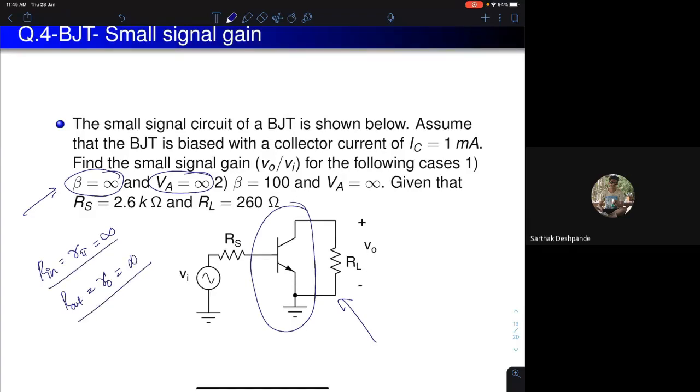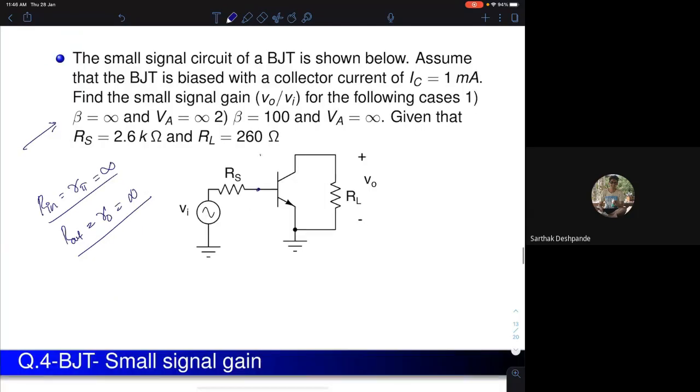Rin is infinity, Rout is infinity. If Rin is infinity and Rout is infinity, let's take the first case. What will be the voltage at this terminal? What will be the voltage here? See, this input impedance is infinity. So the current flowing is 0. If the current flowing is 0, no, not the DC voltage, I'm asking small signal AC voltage. VI itself, right? If this current is 0, this voltage will also be at VI.